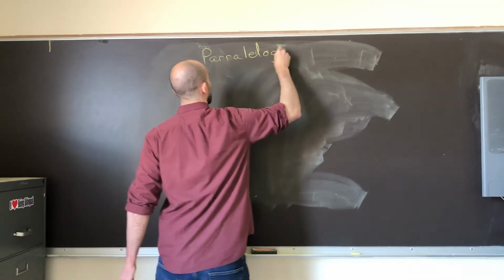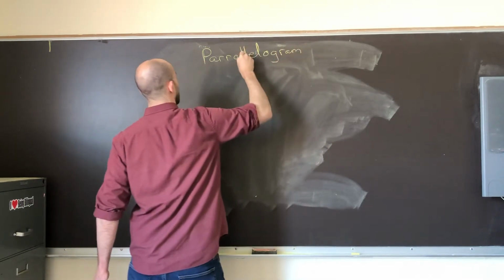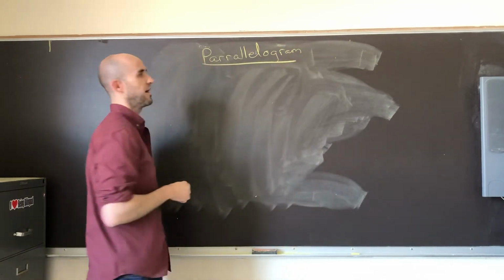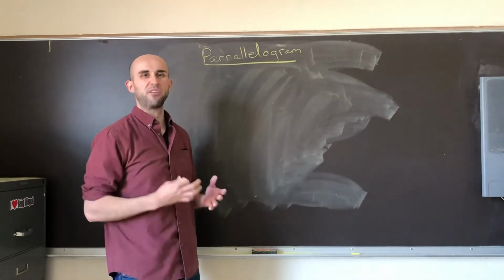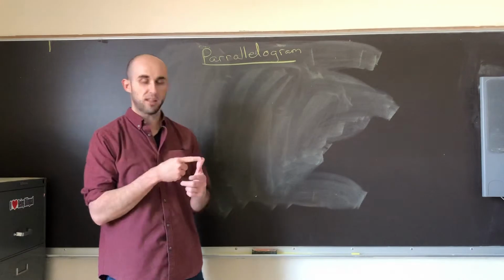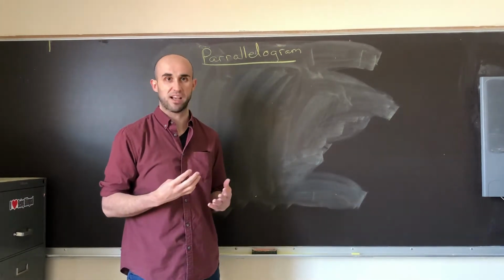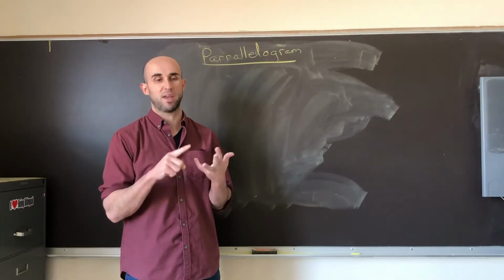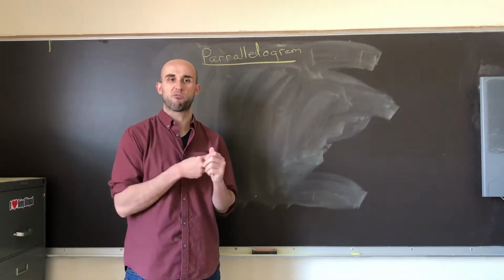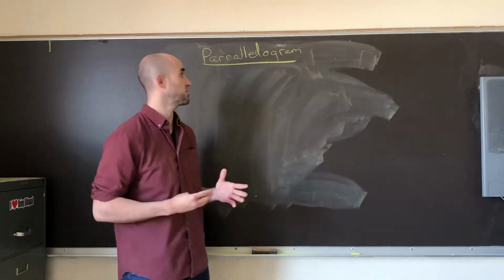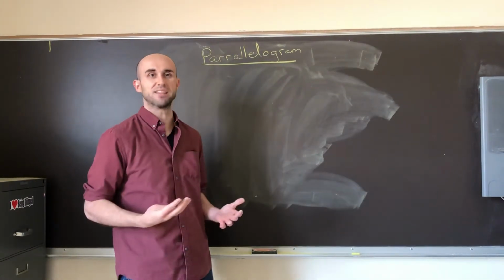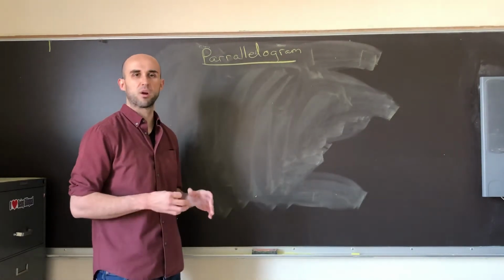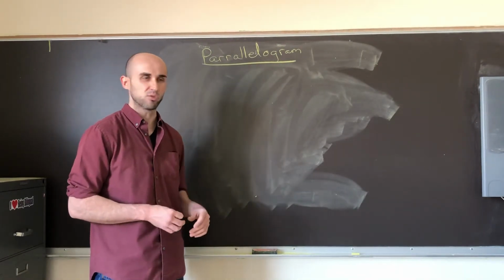parallelogram. A parallelogram is a specific type of quadrilateral, right? Quadrilateral is anything that has 4 sides. So we have parallelograms, we have squares, rectangles, trapezoids, kites, and rhombuses. All of these are different types of quadrilaterals because they all have 4 sides, but they all have different characteristics. Today we're just going to get started on analyzing parallelograms.